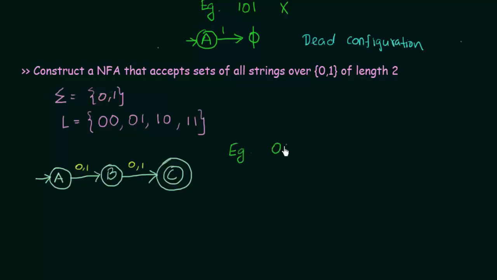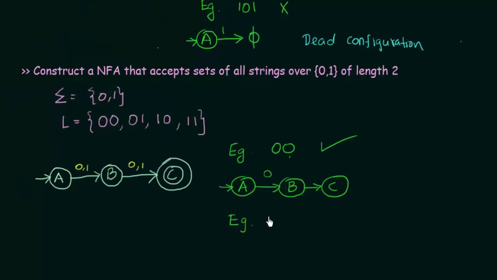So let me first check for this string 0 0. It should be accepted. So let's see, it starts from state A. On getting input 0, where does it go? It goes to state B. And on getting input 0 again, this is the second input, I'm in state B, and on getting input 0, where does it go? It goes to state C. And now I reach the end of the string, and where am I? I am in state C. And is C the final state? Yes, so this is accepted. Okay, so now let's take another example.